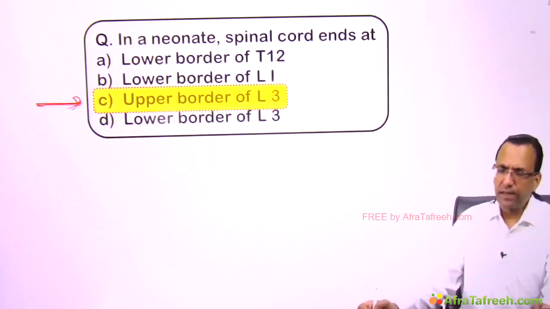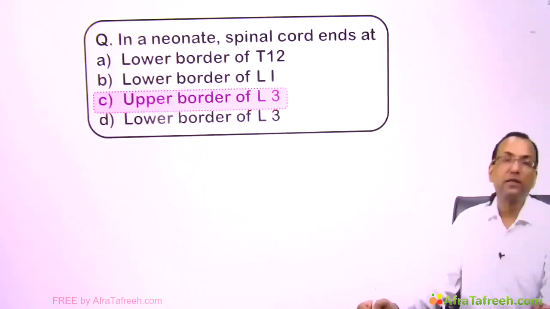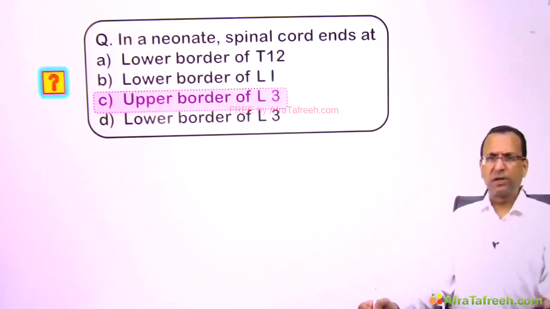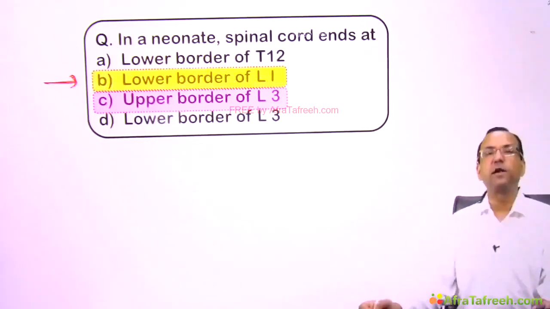If you are talking about the adult level, this is a baby at birth. The adult level will be, in fact, the transpyloric plane. And where is the transpyloric plane? The transpyloric plane is the lower border of L1 vertebra, and that is where the adult spinal cord will be terminating.